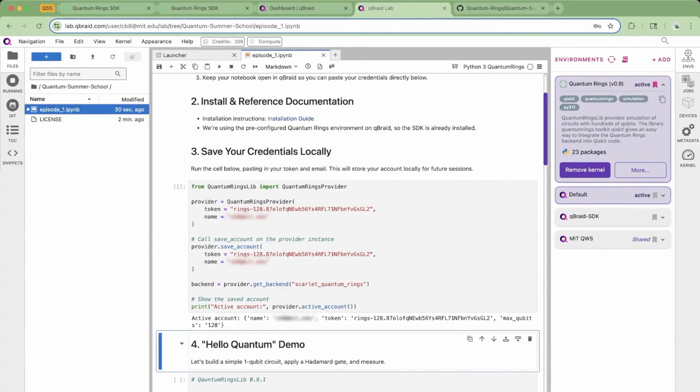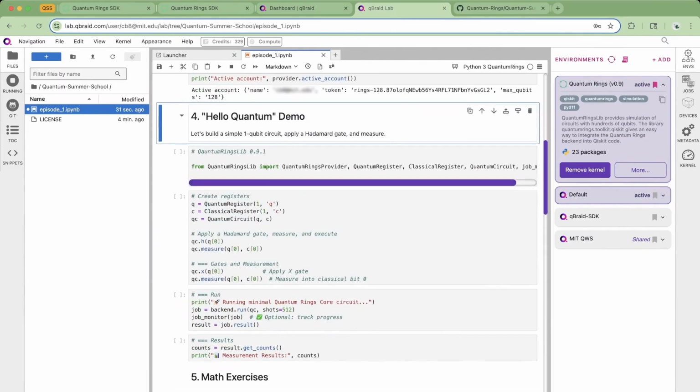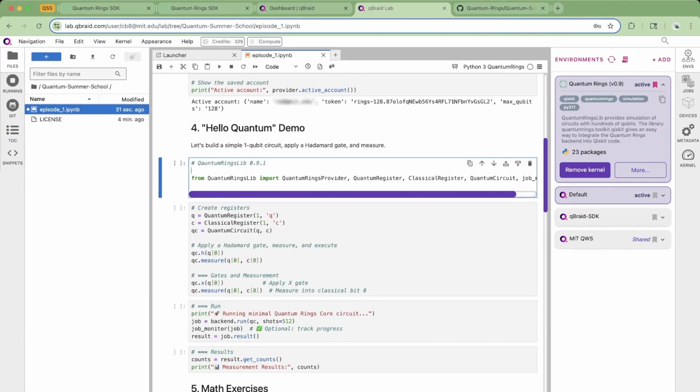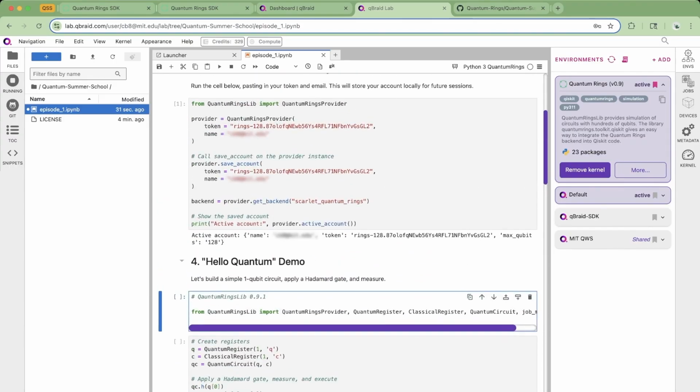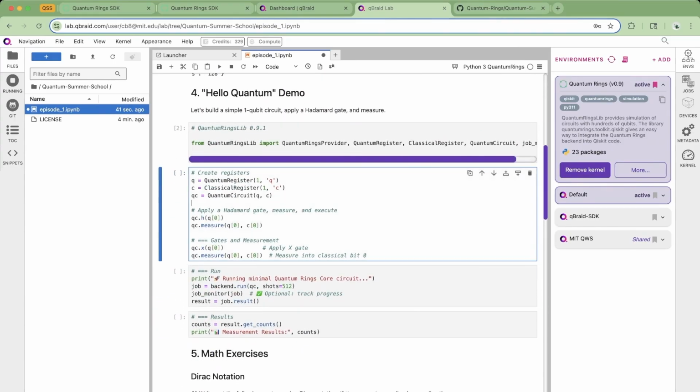Okay, now that we've covered all of the math, we're going to come back to the notebook very briefly. So I just want to show you how we can quickly run a small, simple quantum circuit using quantum rings. So the first thing that we can do, once we've already initialized our account, is we can import the libraries that we need. And then in this chunk of code here, we're creating a quantum register, which will have 1 quantum bit, a classical register, which will have 1 classical bit, and we're making a quantum circuit which has 1 quantum bit and 1 classical bit.